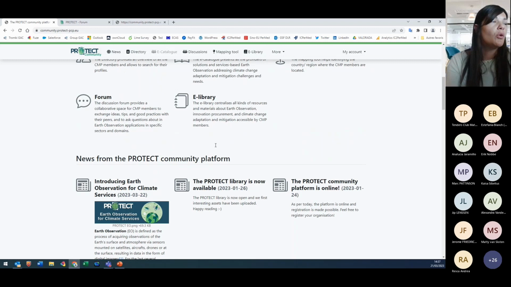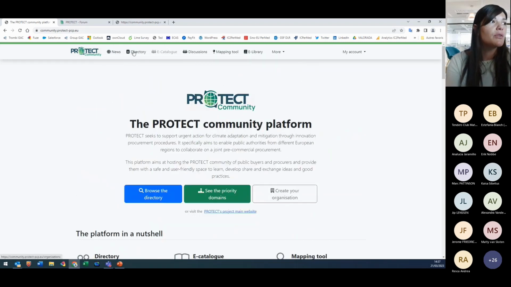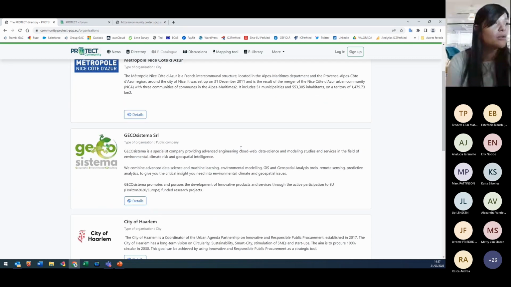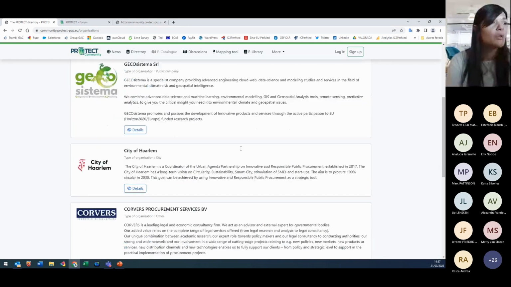The other tab over here at the top is the directory. So here is really the place where you can see all the organizations which have already signed up, created an account, and created a profile. So when you create your account, you will be asked to create a profile for your organization. And it's important that you do so because it's a community. So you may want to know about your peers, who else is part of this community. And so it's important that we have profiles here created and that you can look into to see who else is taking part in this community.